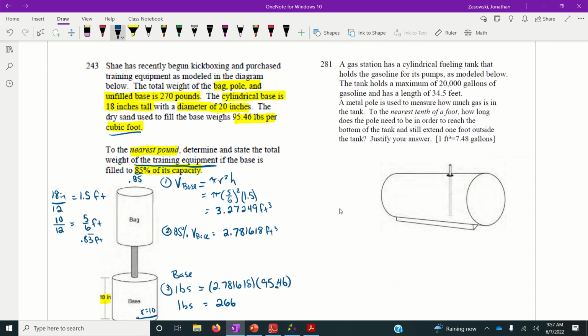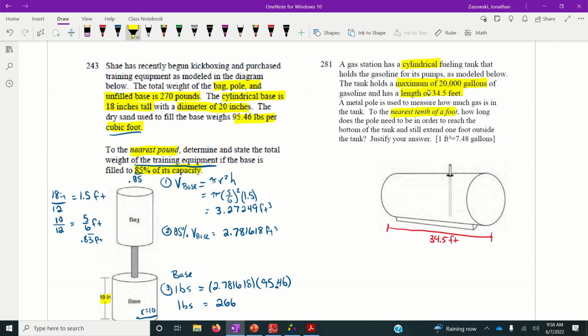Okay, on to 281. So a gas station, cylindrical fuel tank that holds gasoline for pumps, it's modeled below. The tank holds a maximum of 20,000 gallons of gasoline, and it has a length. Now the length means this part, okay? It's kind of like the height of the cylinder, 34.5 feet. All right, so it holds cylindrical, 20,000 gallons. The length is given. A metal pole is used to measure how much gas is in the tank to the nearest tenth of a foot.